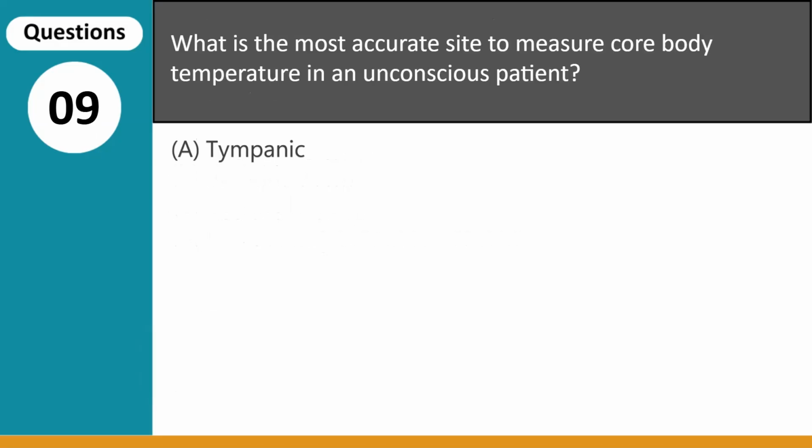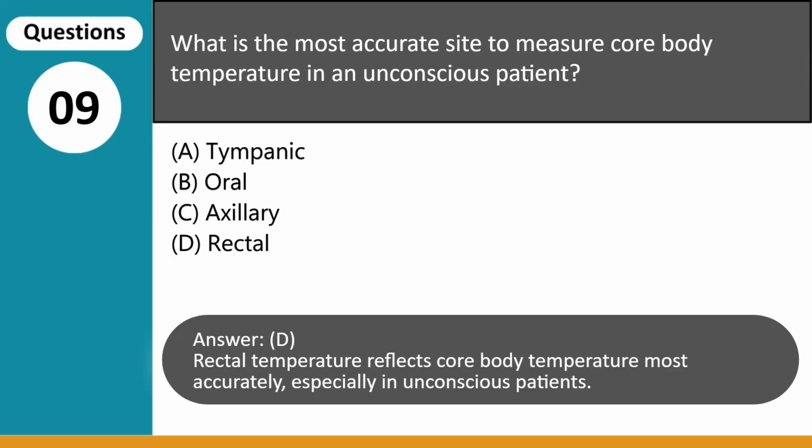What is the most accurate site to measure core body temperature in an unconscious patient? A. Tympanic. B. Oral. C. Axillary. D. Rectal. Answer: D. Rectal temperature reflects core body temperature most accurately, especially in unconscious patients.